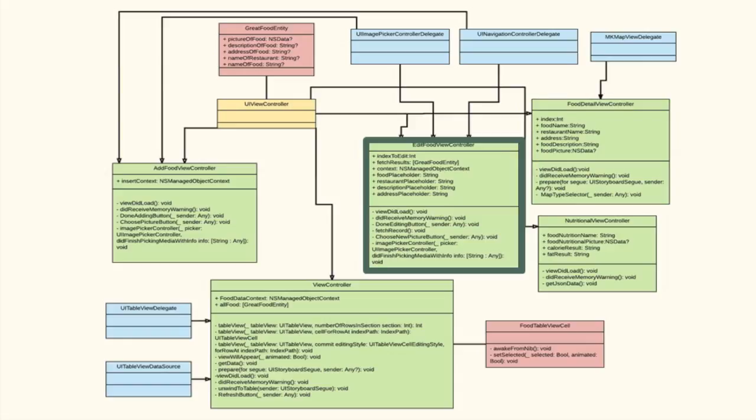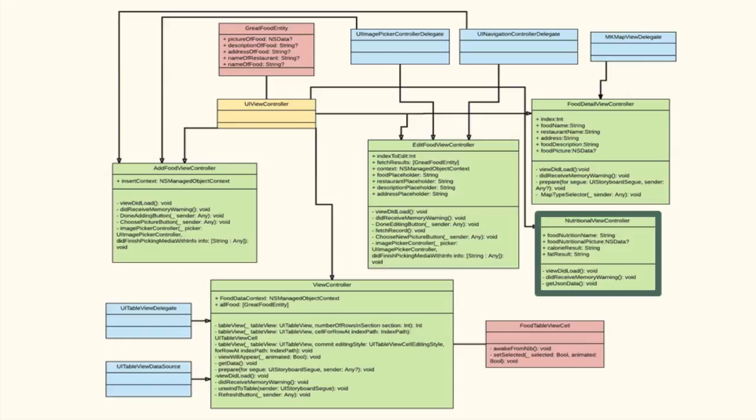Next, we have the edit food view controller. Here we have a fetch record to get the core data and context to edit it. Just like in the add food view controller, we have a choose new picture button and image picker controller functions to pick a picture from the device and save it. We also have a done editing button function, which saves all of the edited information to core data when the done button is pressed. Finally, we have the nutritional view controller.